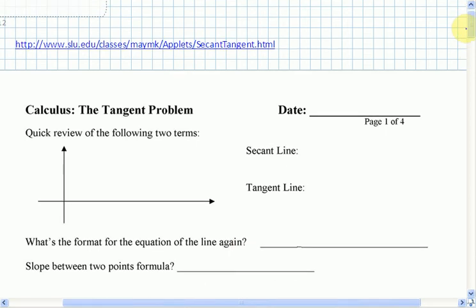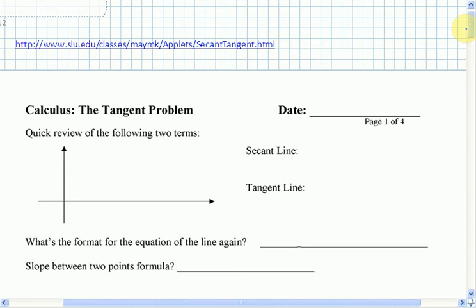We're going to start calculus here, and the main thing I want you to get out of today is this whole idea of something called the tangent problem. Now, before we actually talk about the actual problem, let's just review some terms, okay?